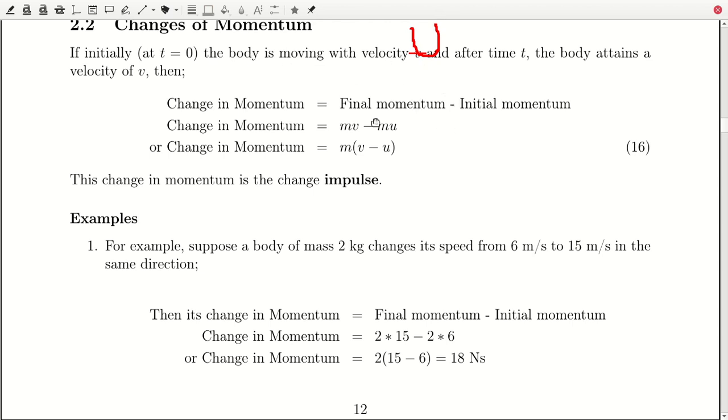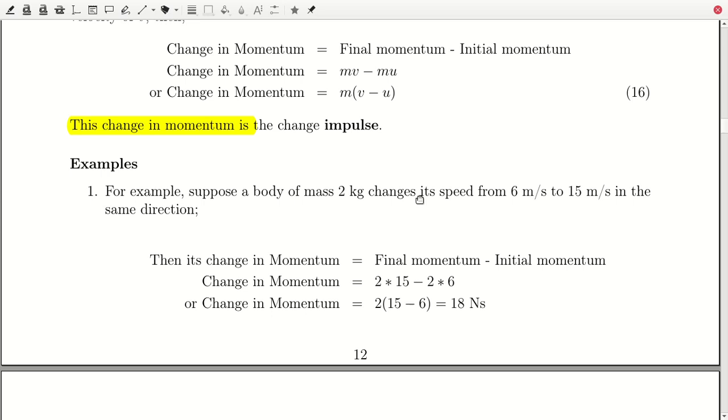as you can see here. So when you subtract them, what you get will be the change in momentum. Another thing, the definition of change in momentum is the same as impulse. Impulse is the change in momentum.